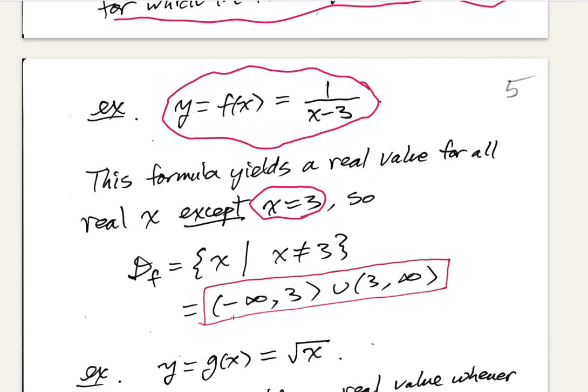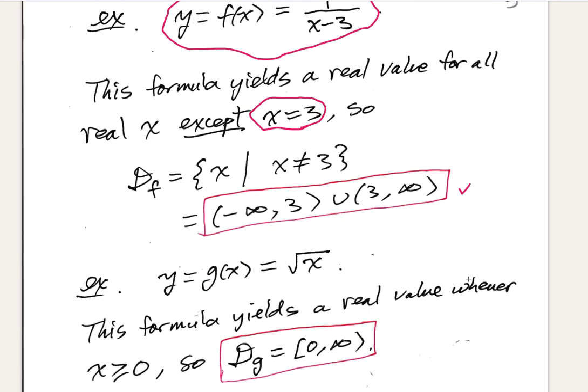So that would be, in interval notation, from minus infinity to 3, parentheses, union, parentheses, 3 to infinity. Those are all real numbers except 3.